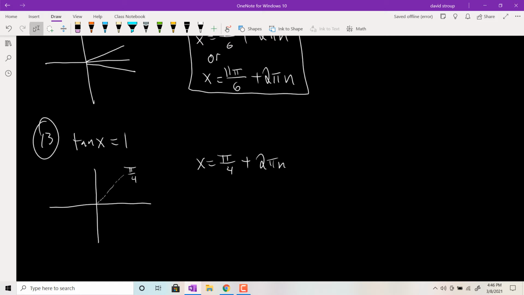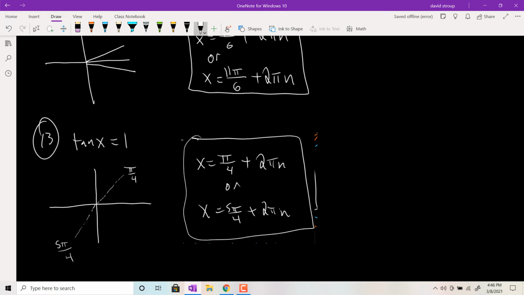So tan is also positive in the third quadrant, where sine and cosine are both negative. Okay, so what angle is that? 1 pi, 2 pi, 3 pi, 4 pi, 5 pi over 4. Okay, this is the answer. It's just like what we were doing before. It's this or this.